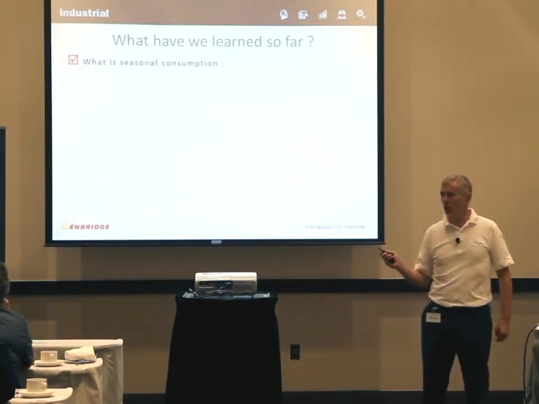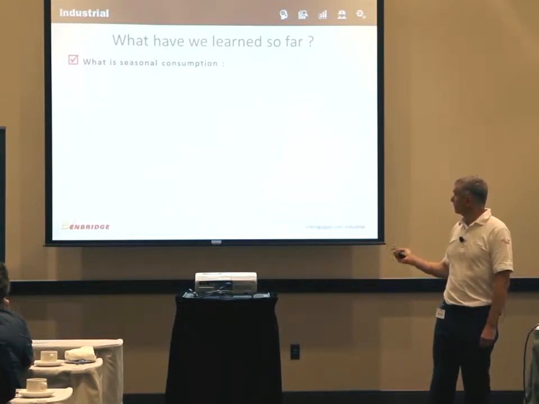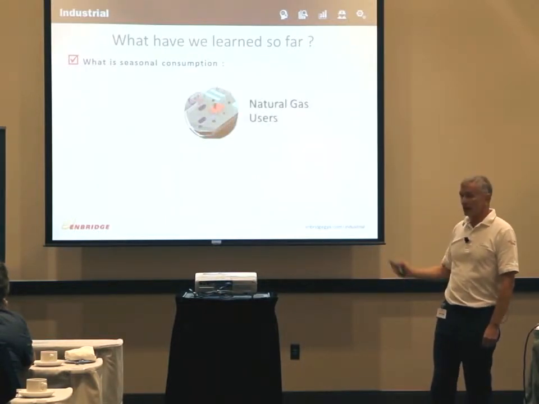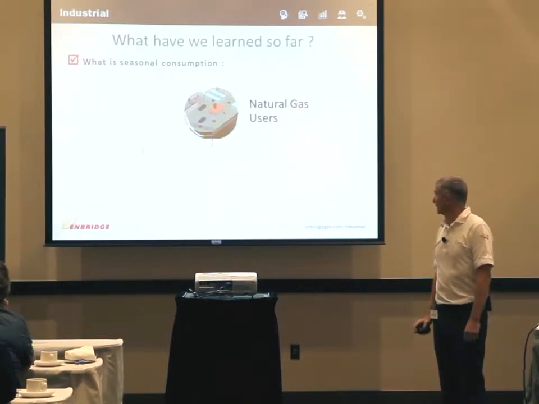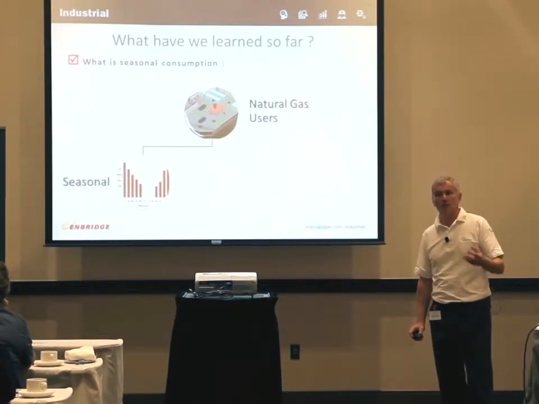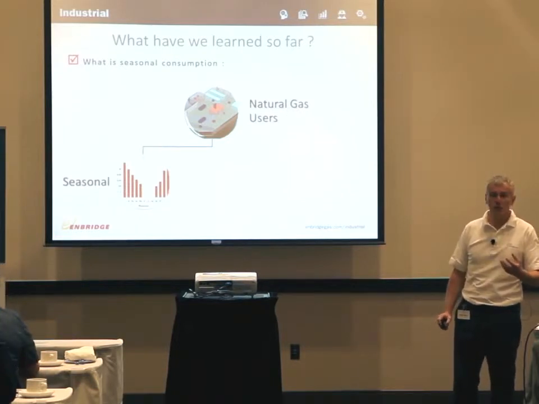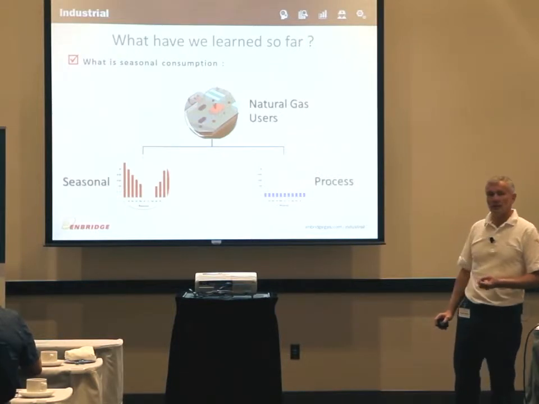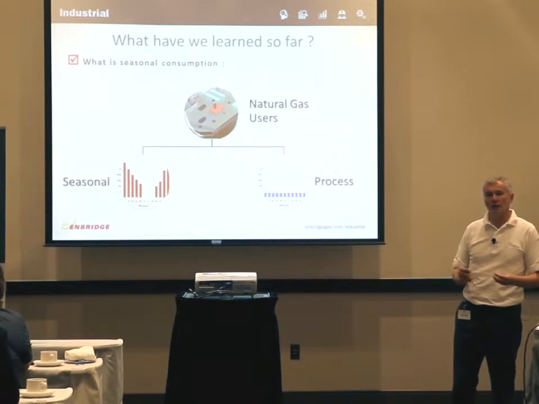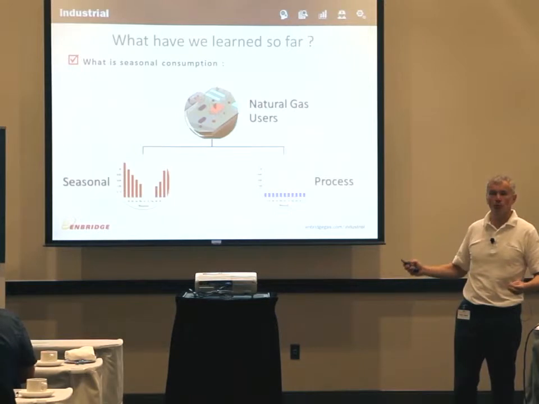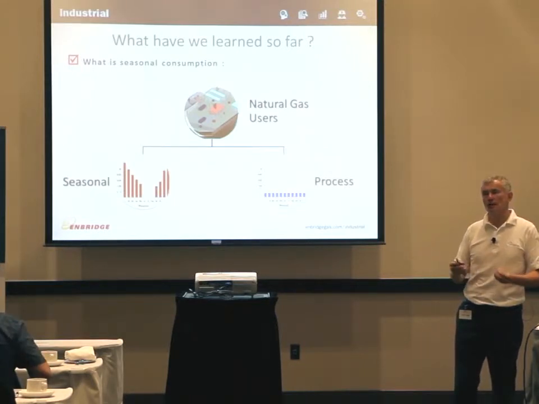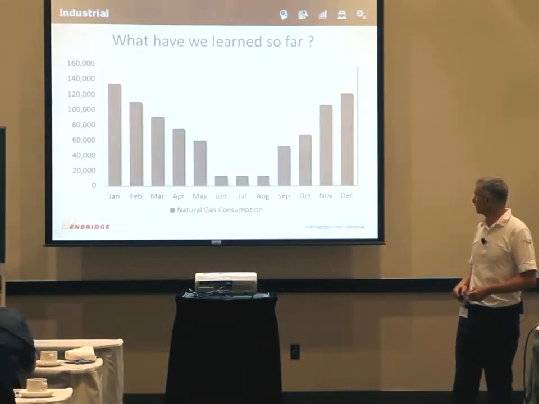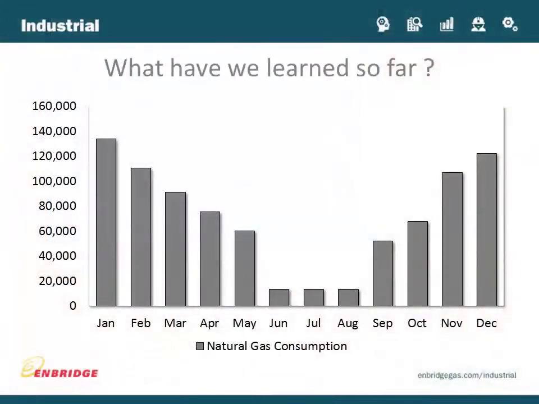We touched upon it before, but we learned that natural gas users in your facility can be split into those that are seasonal, whose usage of natural gas depends on the outdoor temperature and the weather, and those that are process-related, which means those are the users that are pretty much constant throughout the year. Those would be your process ovens, your process boilers, something that's used to make a widget in your facility. We have learned how to distinguish between the two.